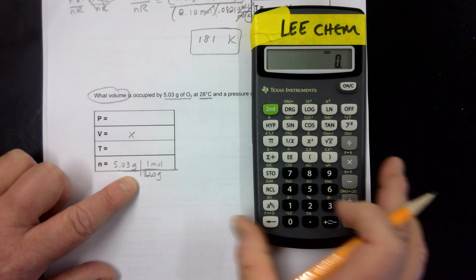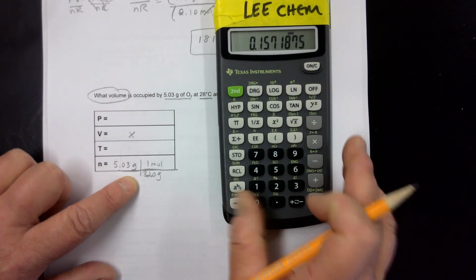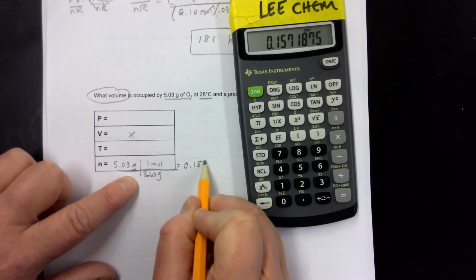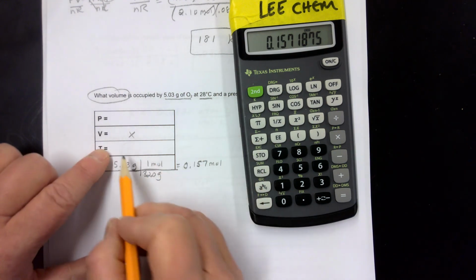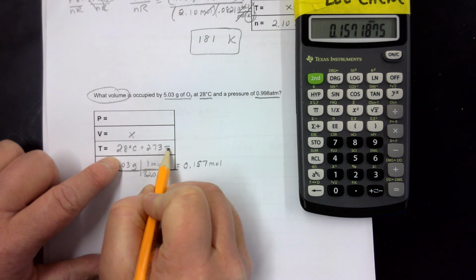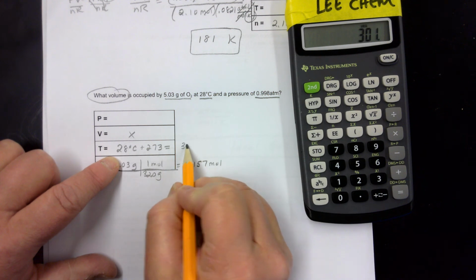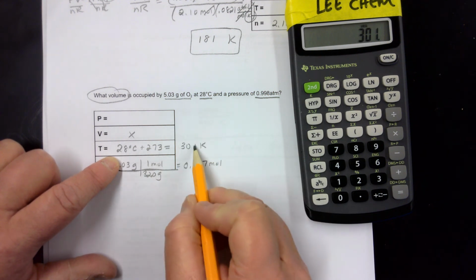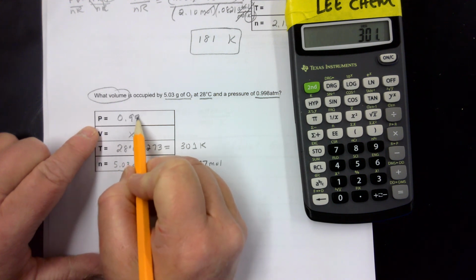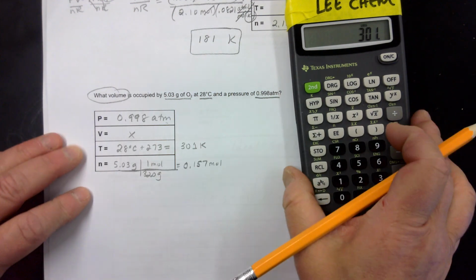And so we do the math here, 5.03 divided by 32, and we get 0.157 moles. The temperature was given to us at 28 degrees Celsius. We have to add 273. 28 plus 273 is 301 Kelvin. And the pressure of 0.998 atmospheres, we can keep that because that's the unit that works for the universal gas constant.